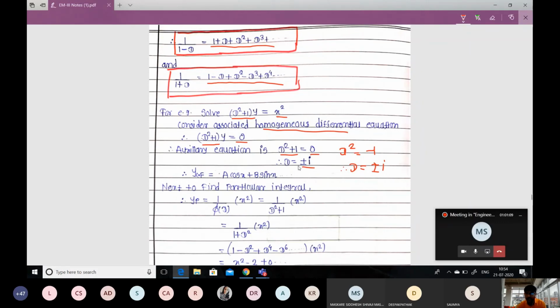According to that case number 3, the solution is what? YCF is equal to e to the power alpha x (a cos beta x plus b sin beta x). Okay, and I'm just finding the values of alpha and beta. Alpha in this case is 0 and beta is what? Coefficient of i, that is 1. And we got this solution: e to the power 0x is 1, so a cos x plus b sin x. What is the value of beta? Beta is equal to 1. That's why we got this as a complementary function.